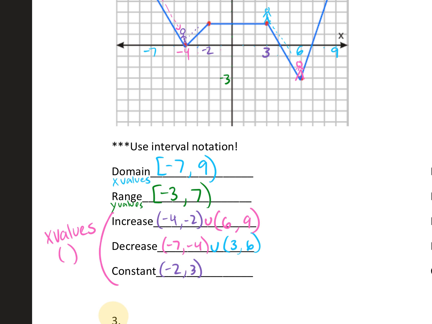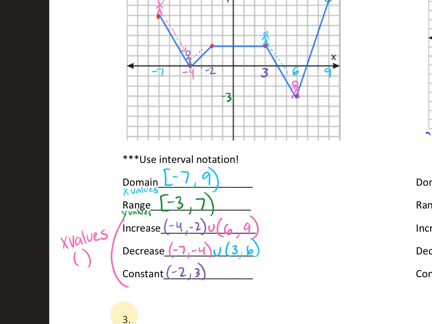If you need to, you can always just look and see where you're decreasing first. Just do one thing at a time. Start with where you're decreasing. Write those 2 intervals down. Then go to where you're increasing. Write those 2 intervals down. If you want to bring colored pencils for the test tomorrow, that's perfectly fine too if that helps you see things a little bit better. Just remember for increasing, decreasing, and constant, you are only looking at the x values. Only those numbers for your intervals.